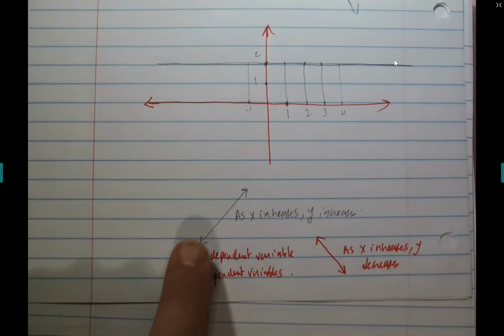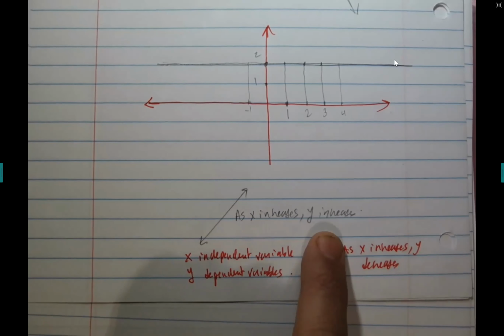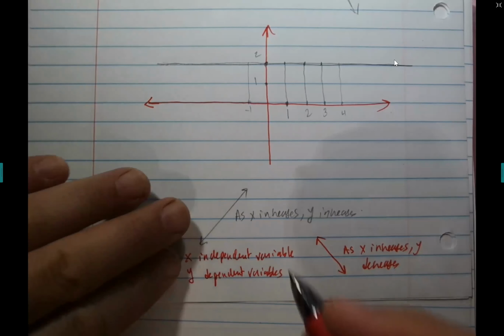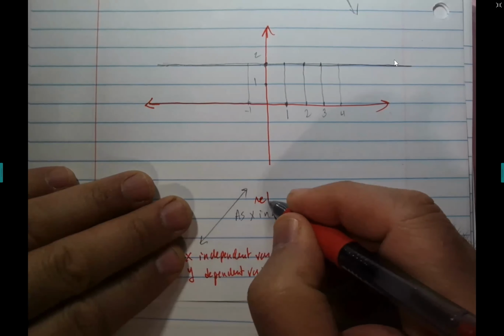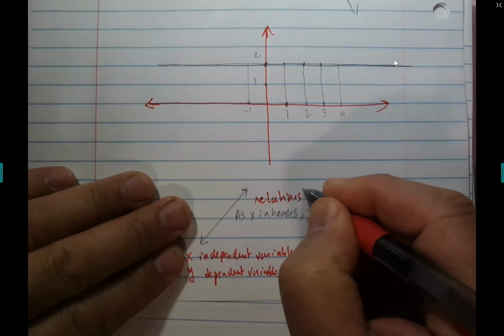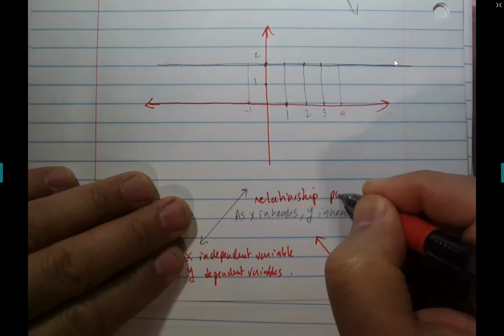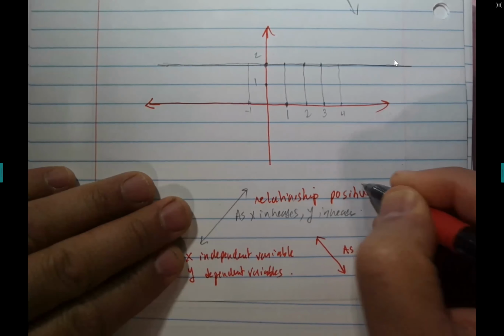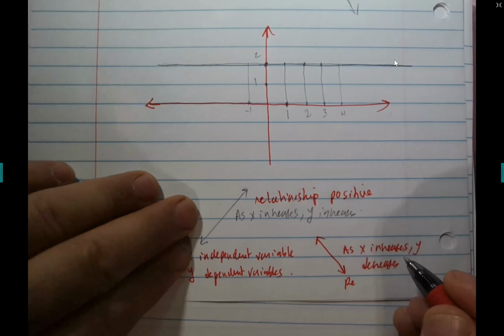So when x increases and y increases at the same time, we say the relationship is a positive relationship. Here we say the relationship is negative.